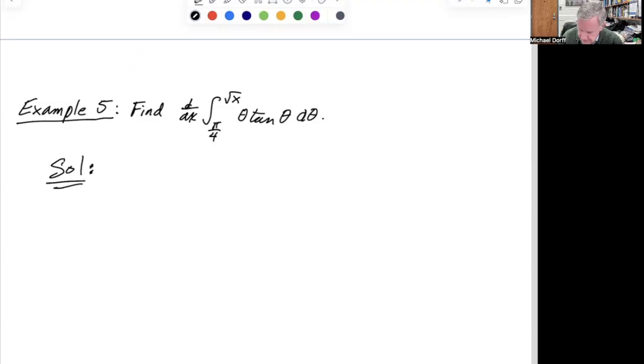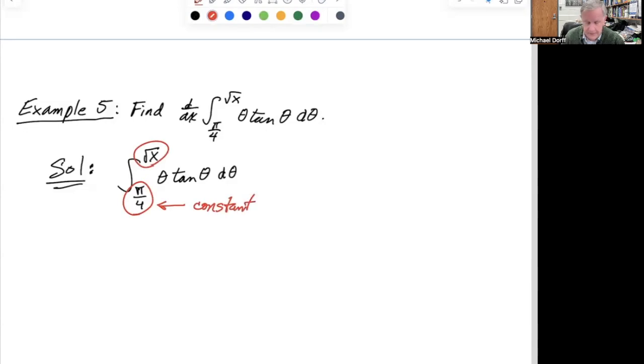So I've got this function here: the integral from pi over 4 to the square root of x of theta tangent of theta d theta. Earlier we used t's, but here we're using theta. It's just a variable, it doesn't matter. What matters is what I have here and here. First of all, this has to be a constant. It can be any constant, and pi over 4 is a perfectly valid constant.